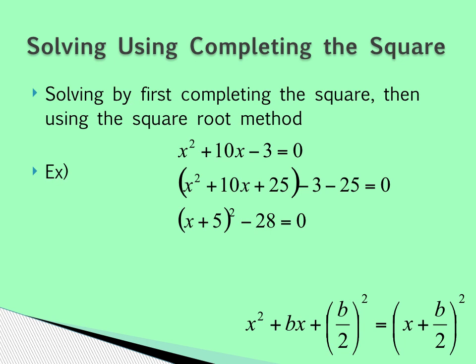So my c here, I'm going to take 10x, divide that by 2, and I get 5. I've already got the x accounted for because that's the square root of x squared. But the 10 divided by 2 is 5. I'm going to square that 5 to get my c, which is 25. So I need to add 25 and subtract 25 on the same side. And so when I do that, I get x plus 5 quantity squared minus 28. So that's the process of completing the square.